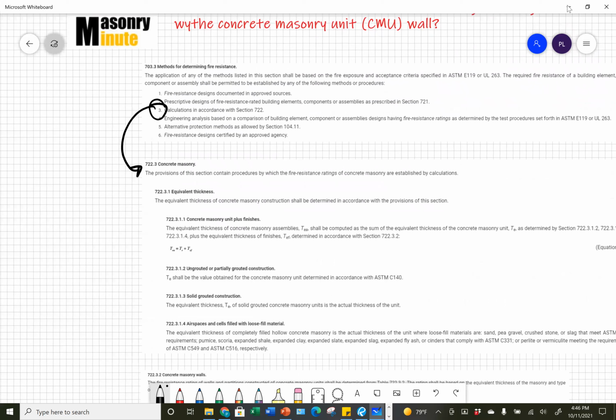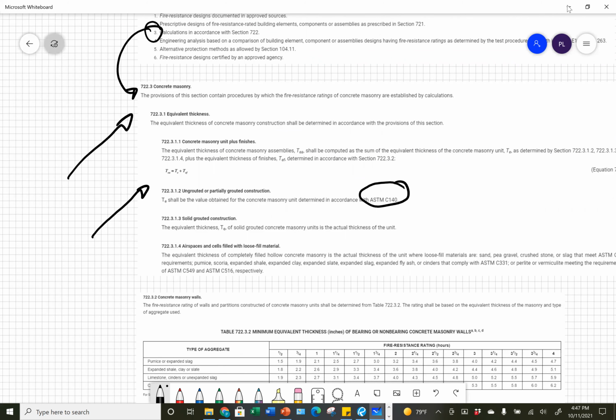Our calculated fire resistance is based on something called our equivalent thickness. Equivalent thickness for ungrouted and partially grouted construction, which is typically what we have for most of our masonry walls here in Michigan, is obtained in accordance with ASTM C-140. So our block test report data should have an equivalent thickness value listed in conformance with ASTM C-140.